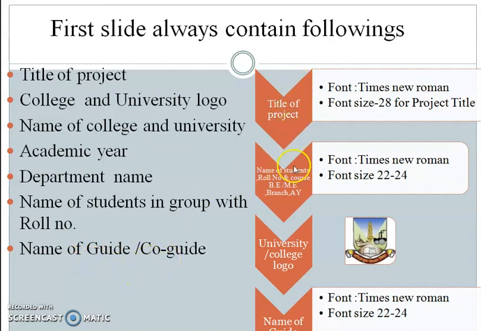This is the flow where you have to put the title of the project, the student details, university and college logo, and the name of the guide. For that, follow some rules. Normally keep the font size 28 for the project title in Times New Roman, and for all the remaining details keep the font Times New Roman with font size between 20 and 24.